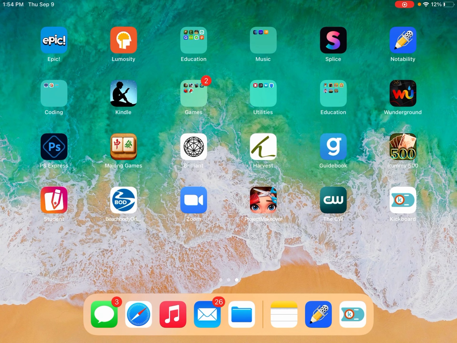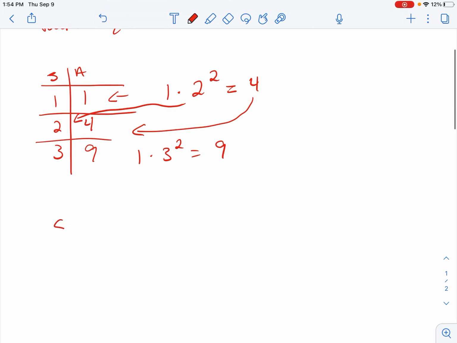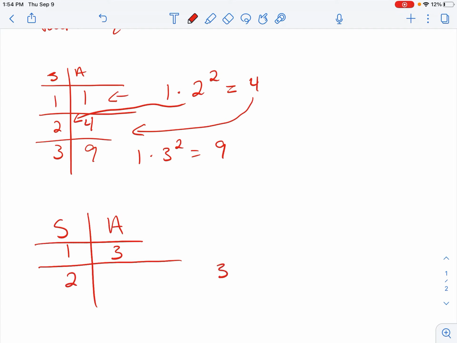Now on this one, when our scale factor was 1, our area was 3 because we had 3 of those units. We're going to do the same steps. So when it's 2, it's going to be 3, which is our original area, times 2 squared, which equals 12.